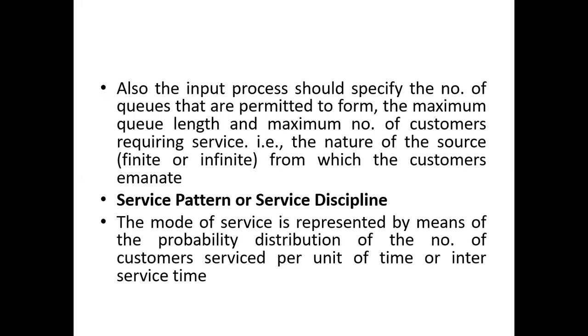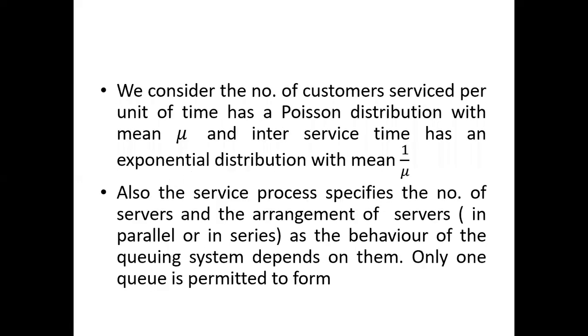The second thing we have to know about a queue is the service pattern, or the service discipline. The mode of service is represented by a probability distribution of how many customers are served per unit time, or the inter-service time, that is, the time taken for service from one customer to the next. We consider that the number of customers serviced per unit of time has a Poisson distribution with mean mu, and the inter-service time has an exponential distribution with mean 1 by mu.